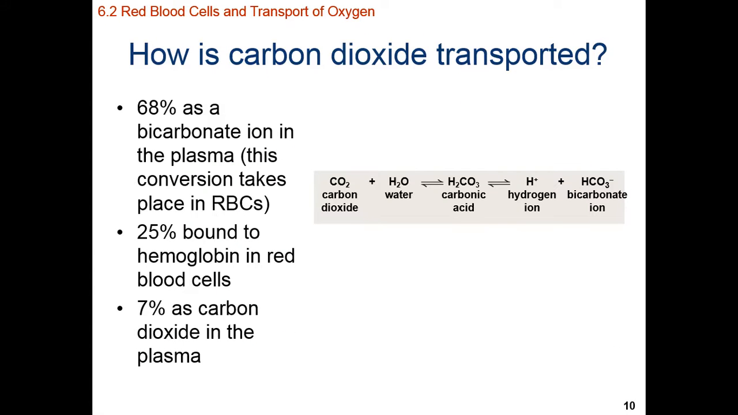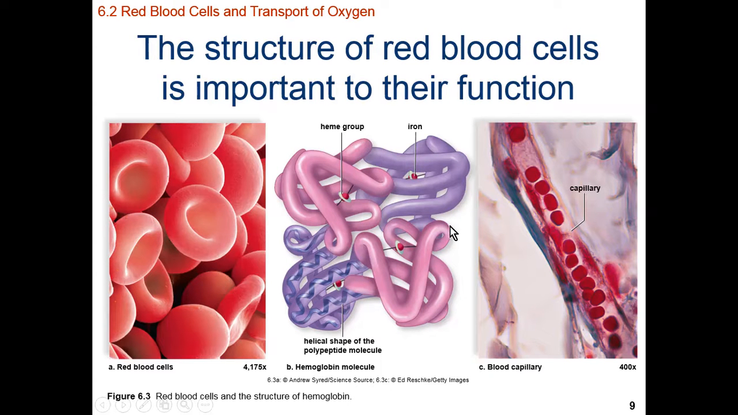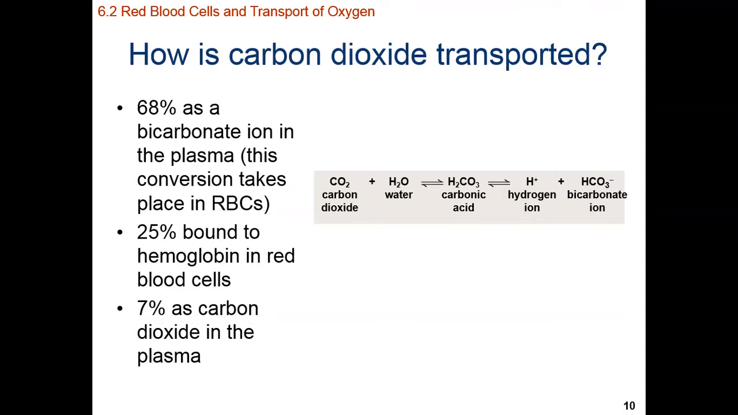So most oxygen in the bloodstream is transported on the hemes in the hemoglobin inside of the red blood cells. If we look at carbon dioxide, the vast majority of carbon dioxide, 68%, so we'll just round to 70%, approximately 70% of carbon dioxide in the bloodstream is actually transported as a bicarbonate ion. That carbon dioxide will bind with water, turn into carbonic acid, and then dissociate into the bicarbonate ion.